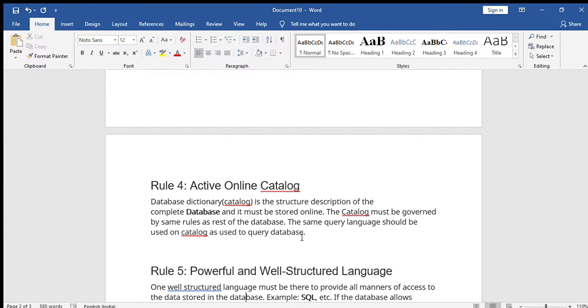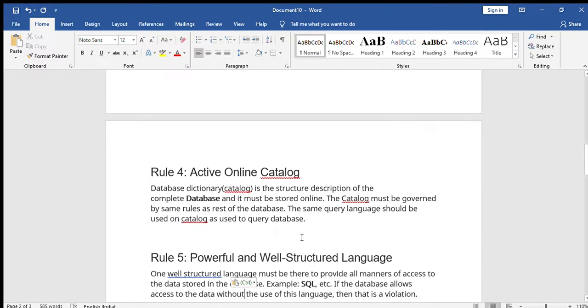So that is called a data dictionary, also called what? Data catalog. What does the data dictionary contain? The entire structure of the database. Okay. Then what is rule 5?